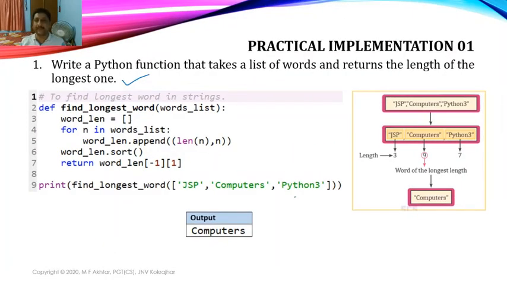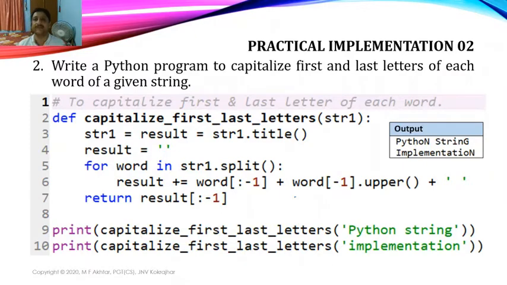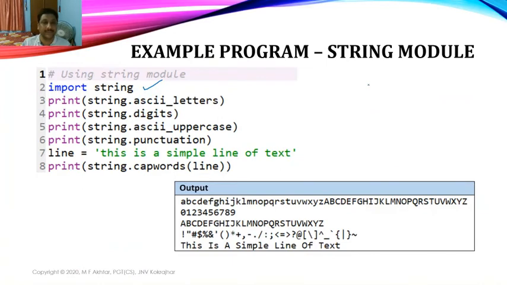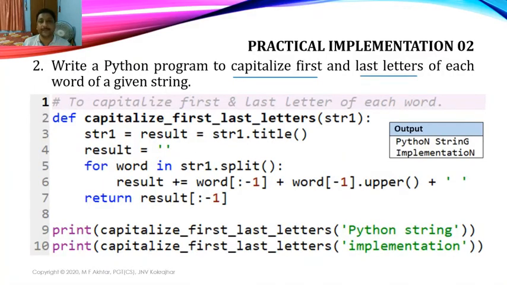Okay, second, see the second practical implementation of string function. Write a Python program to capitalize the first and last letter of each word of a given string. First and last letter. The capwords function, which we have seen in the last example, what it does is only capitalize the first letter of each word. But the question here is that you capitalize the first and last letter of each word.